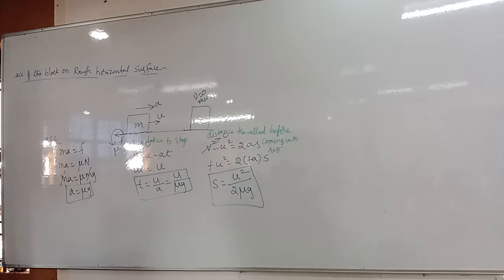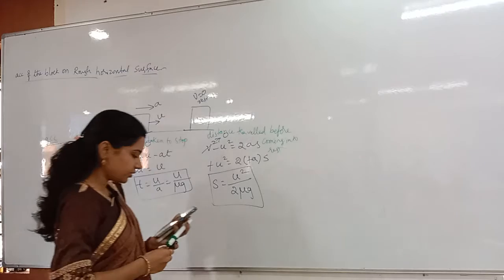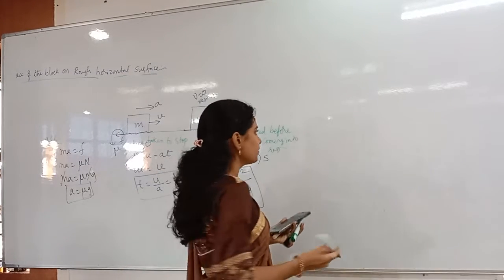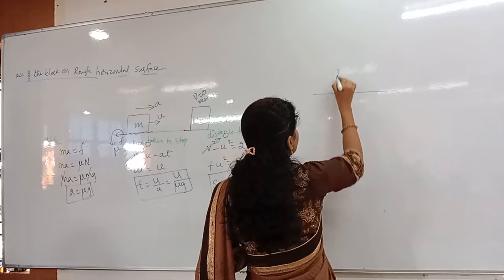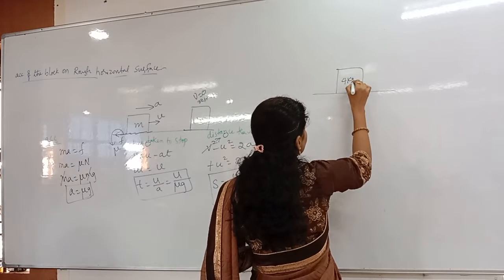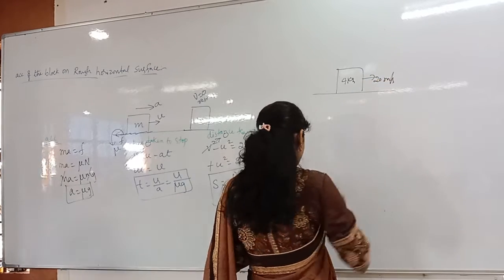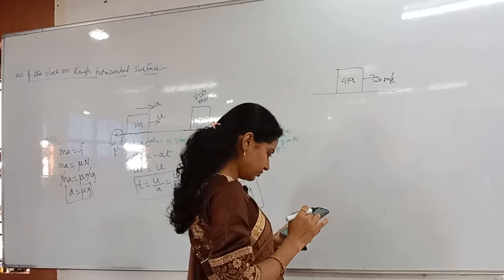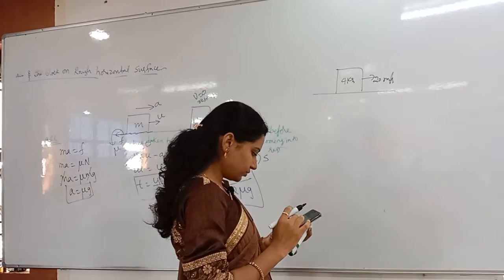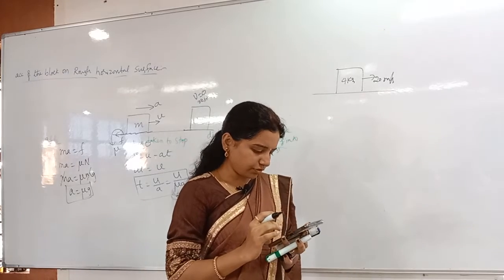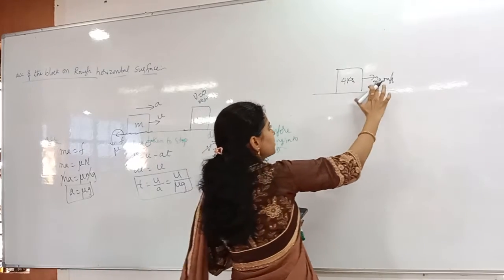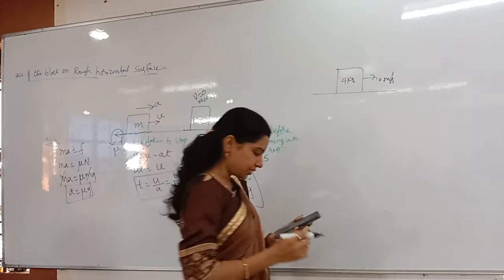Finished? And write a problem. A 4 kg block is given with a speed of 20 meters per second. You have taken how much mass? 4 kg, na? Take the speed as 10 meters per second.